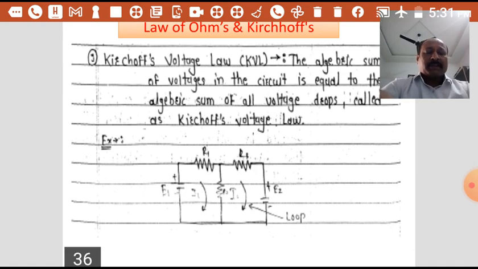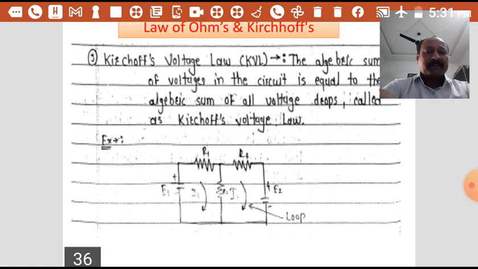That circuit consists of three resistances R1, R2, R3. Then there are two loop currents, I1 and I2, and two battery sources, E1 and E2. How many loops are there in this circuit? There are two loops. Current flowing in the first loop is I1, and current flowing in the second loop is I2. E1 is the voltage source on one end, and E2 is the second voltage source on the other end.